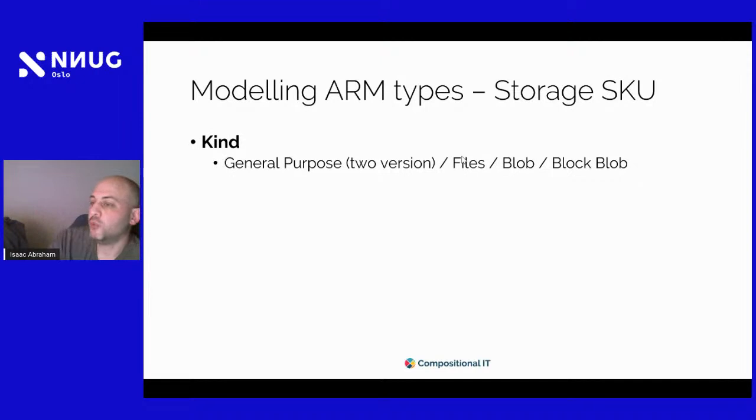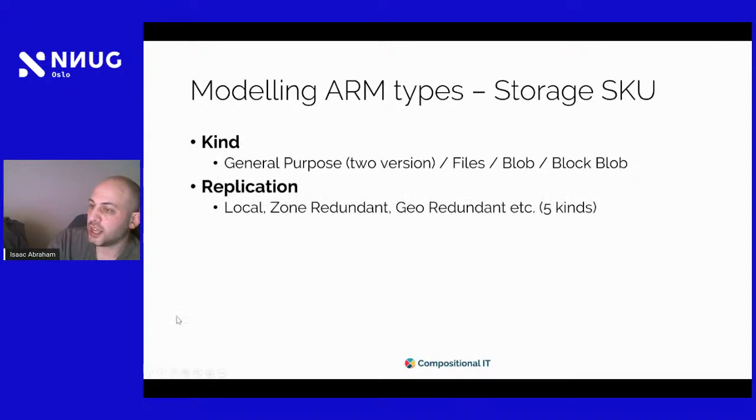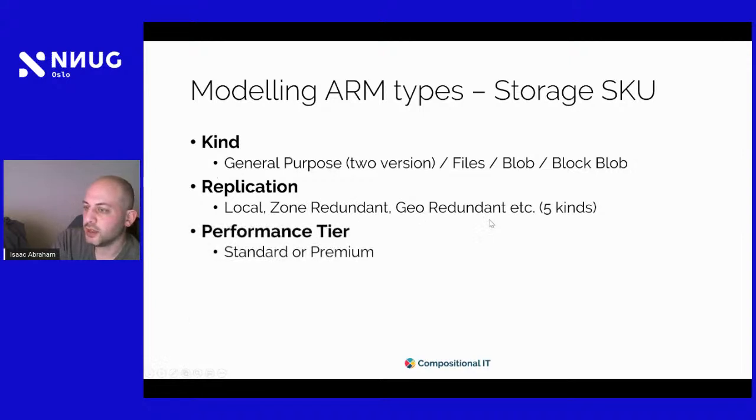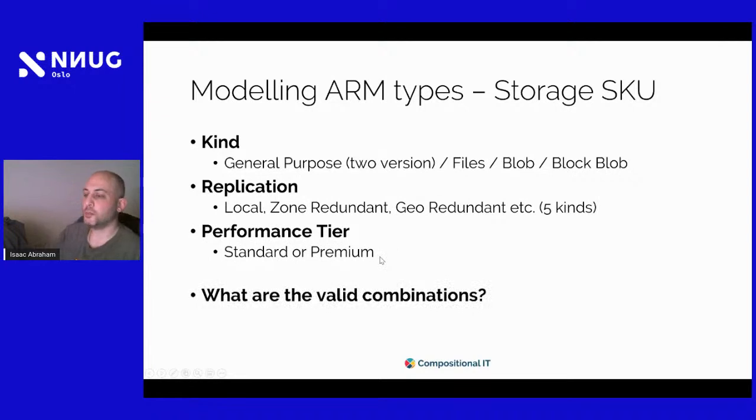You have the kind, of which there's general purpose V1 and V2, and you've got files, blobs, and block blobs accounts. And you've also got replication, which is local, zone, geo-redundant. There's 5 kinds of that. And then you've got a performance tier. The question is, what are the valid combinations? Which ones go with which?